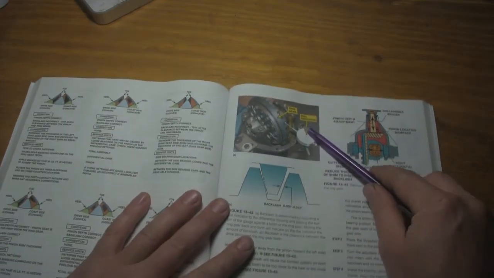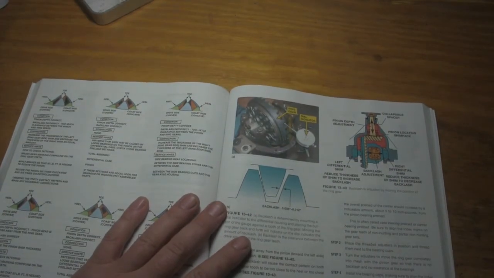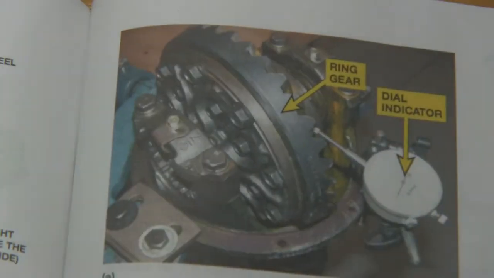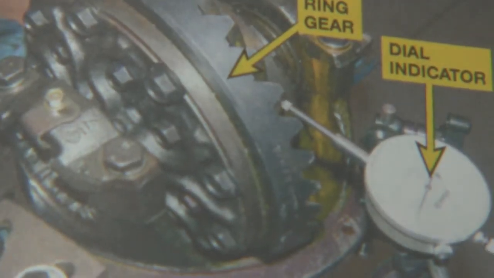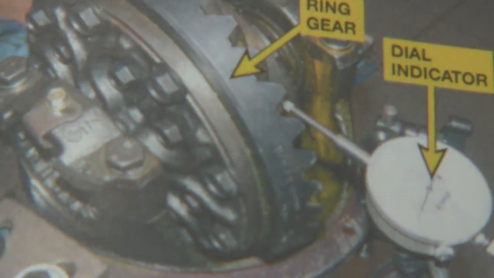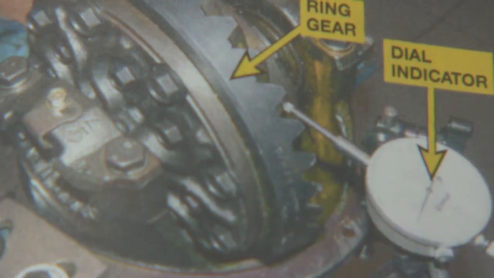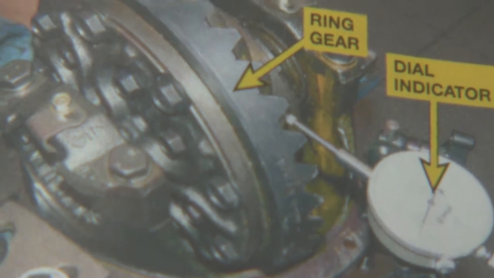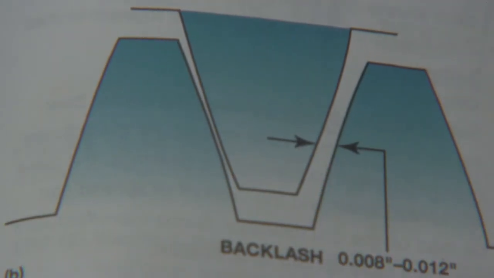Here we go. Checking for proper backlash is going to entail setting a dial indicator up on one of the teeth as illustrated. On the other side, you cannot see it in this photo, but there's a pinion gear that is installed, and the backlash is going to be the play between the gears as illustrated in the illustration right below that picture.